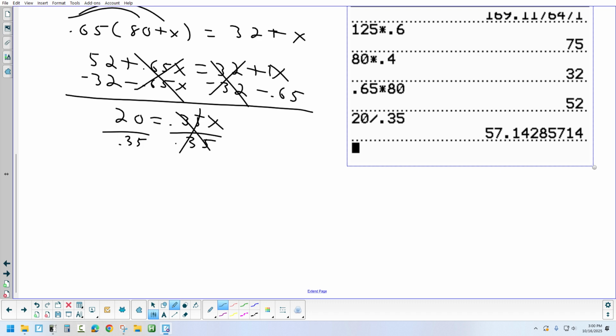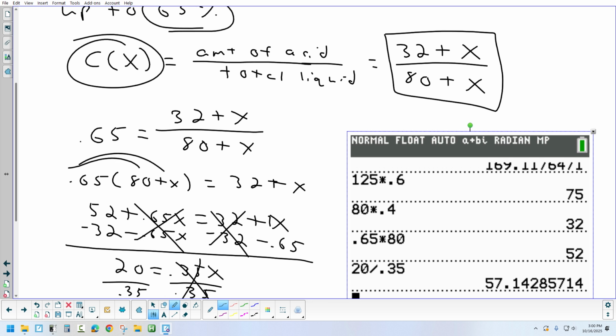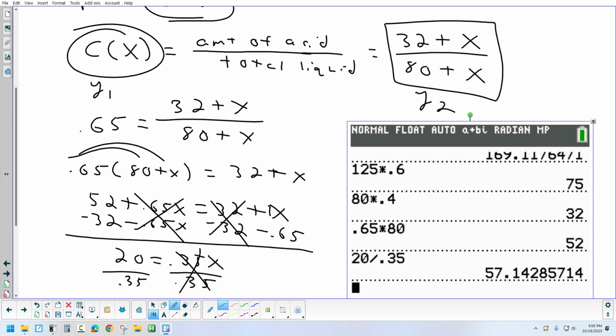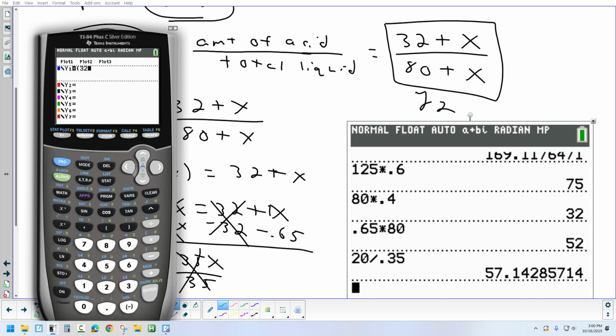All right. And now you wanted to see it with the graph as well? Okay. So graph, same idea, except that'll be y1, that'll be y2, and we're going to set them equal graphically, which means we're going to look for where they do what? Intersect. All right, so let's put in, what was it, 32 plus x divided by 80 plus x. Put in 0.65. Okay, set your window.